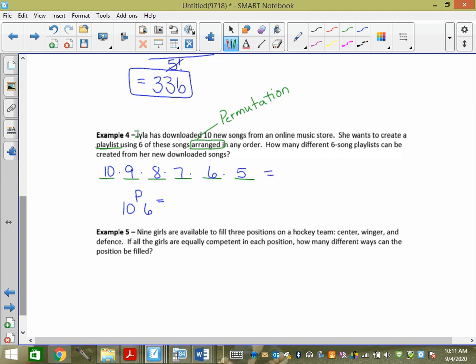So type it in. 10P6. Yep. Press 10. Then press math. Then arrow over to probability where you were before. And pick number 2. So 10P6. What do we get? Sam? You can just say the number. 151,200. So that's how many different playlists she can make with the 10 songs, picking 6 songs. There's a lot of playlists.